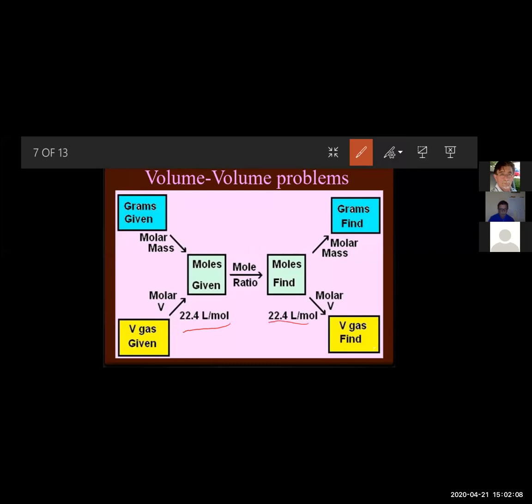But if you're given grams of any material, and I need to figure out the volume if it's a gas, I need to come over here to the bottom right. What I need to do is I need the molar mass, which will give me the moles, which based on the reaction will give me the mole ratio, which will give me the moles of whatever I'm looking for, which finally if I'm at STP in this relationship, I got the volume.